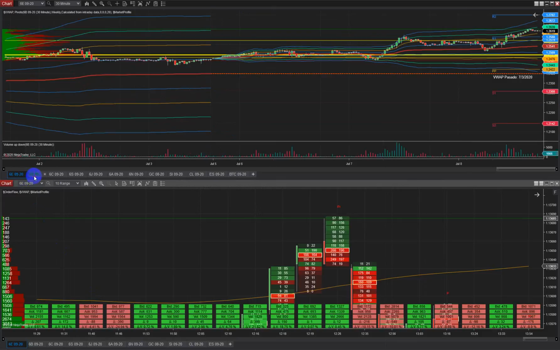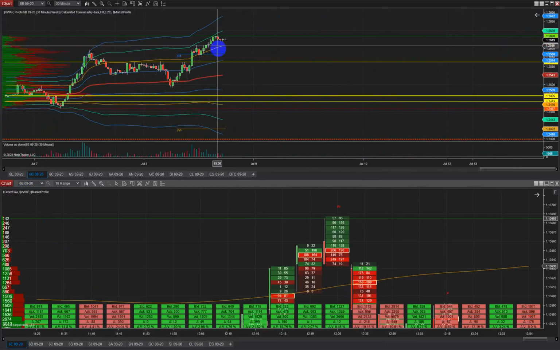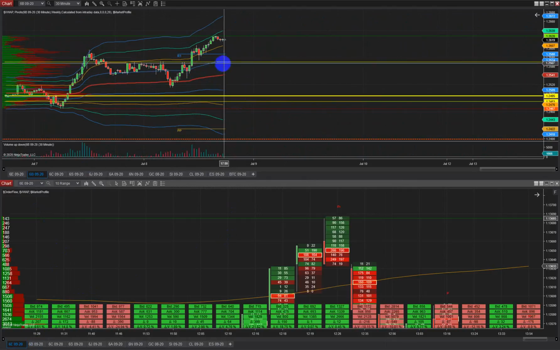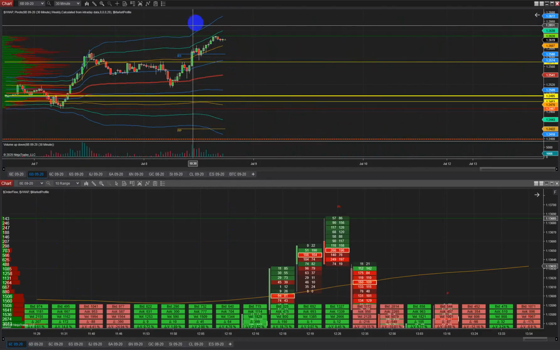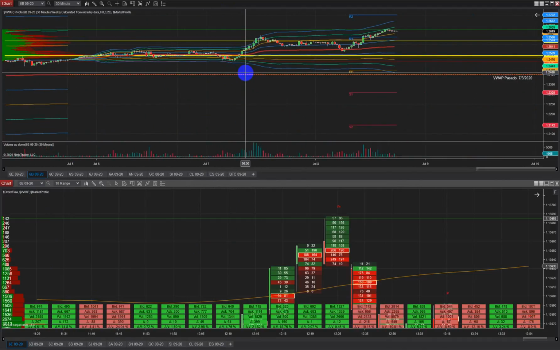Let's go with the British pound. The British pound was in the third deviation. It was outside the value area. Let's see, it was outside the value area here. It was without the VWAP of last week against us. As we can see, the VWAP of last week is in our favor.